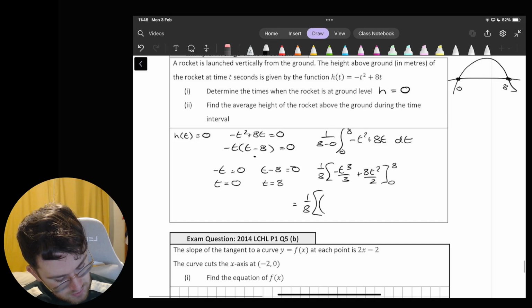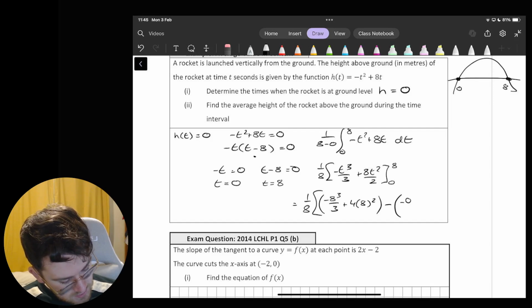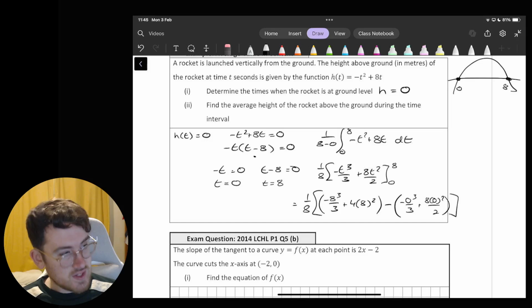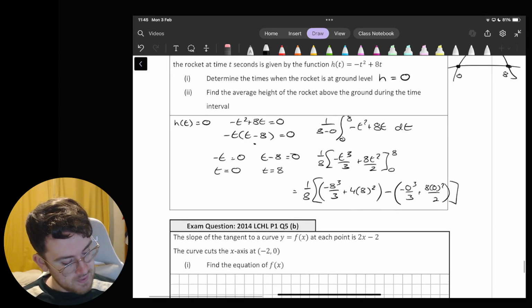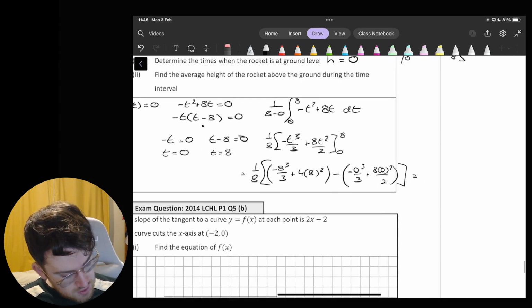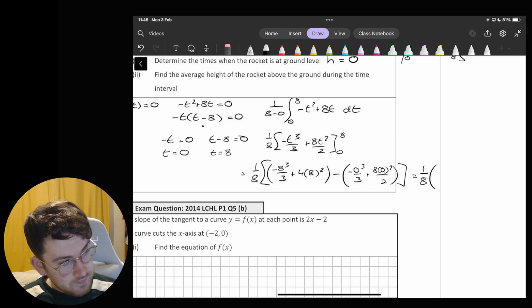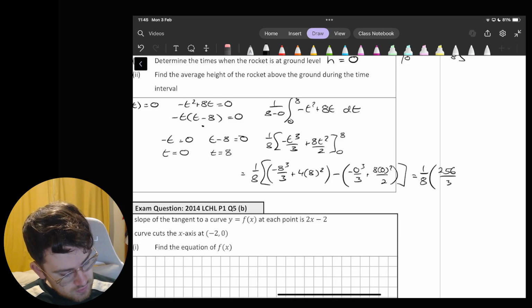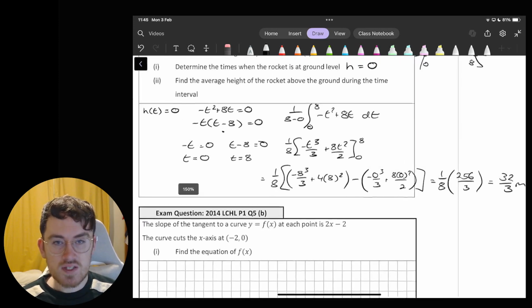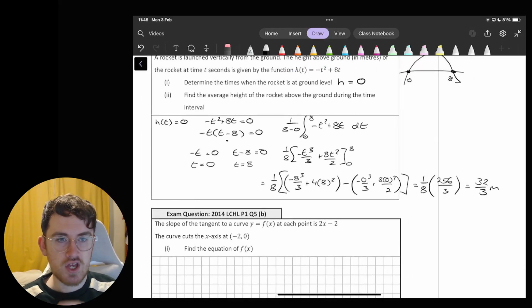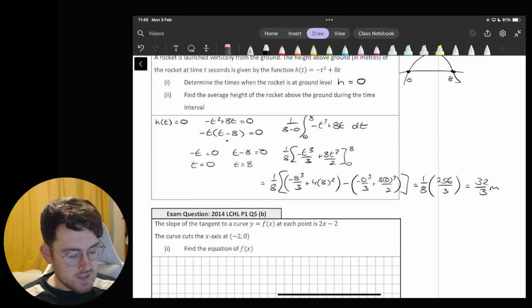So let's compute this integral this time. So minus 8 cubed over 3 plus, we'll reduce this to 4, so 4 times 8 squared. And then minus 0 cubed over 3 plus 8 times 0 squared over 2. So as all of that's just multiplied by 0, that's just going to go to 0 anyway. So let's continue working out our answer here. So 1 over 8 times 256 over 3, which is going to give me an answer of 32 over 3 meters. So it has an average height of about 32 over 3 meters across its flight here, I suppose.